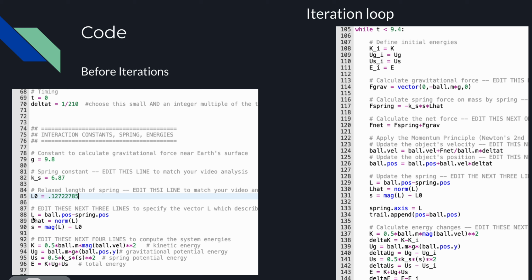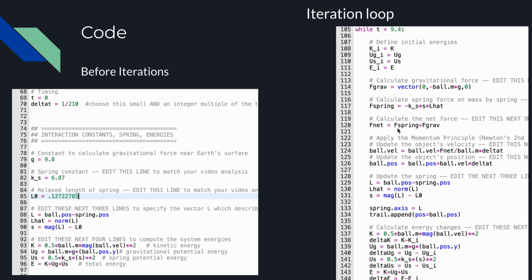So L is going to be the length of the spring at different positions, and L hat is just going to be the unit vector of the length of the spring, and then S is going to be the magnitude of the length minus the equilibrium position. And then using the physics principles, we can get these equations. And then we have storing variables for the previous energies, and F gravity is going to be equal to this vector with the force of gravity only pointing in the y direction, and then the spring force is going to be given by this equation.